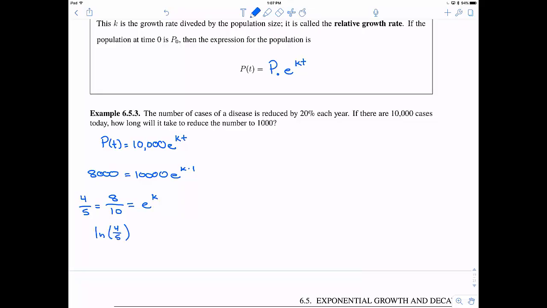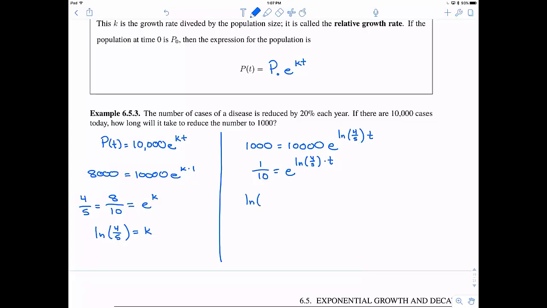So now if I take the natural log on both sides, I get k is equal to the natural log of 4/5. So now I can take that and plug it back into my equation, and ask, when is this equal to 1,000? So 1,000 is equal to 10,000 e to the kt. My k is the natural log of 4/5. So I can divide by 10,000 on both sides. So I get 1/10 is equal to e to the natural log of 4/5 times t.